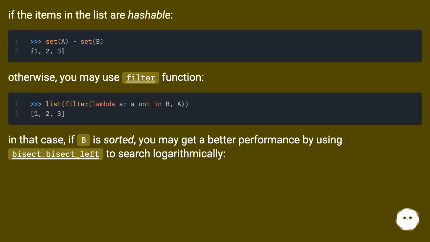If the items in the list are hashable. Otherwise, you may use filter function. In that case, if B is sorted, you may get a better performance by using bisect.bisect_left to search logarithmically.